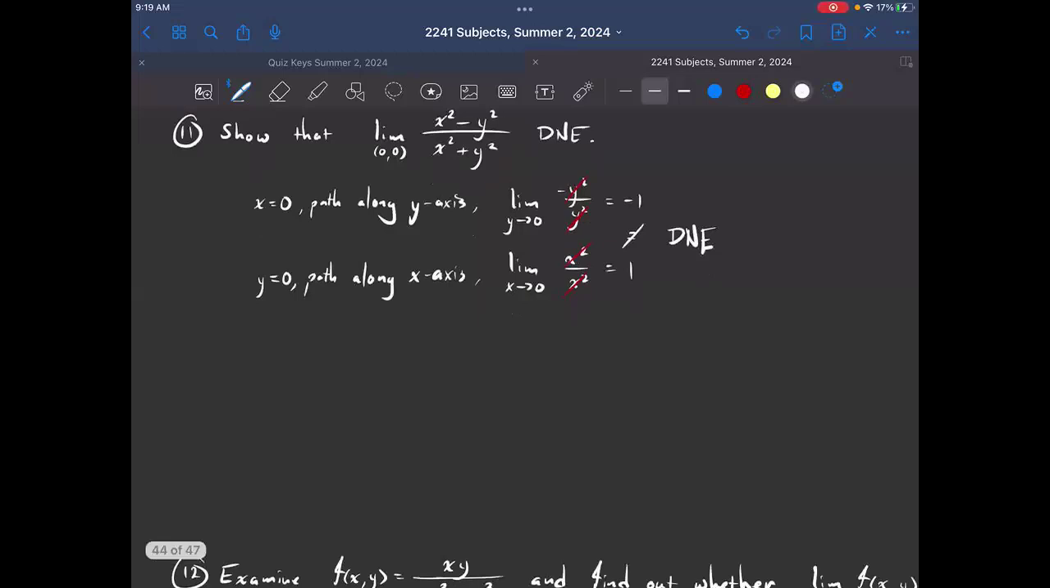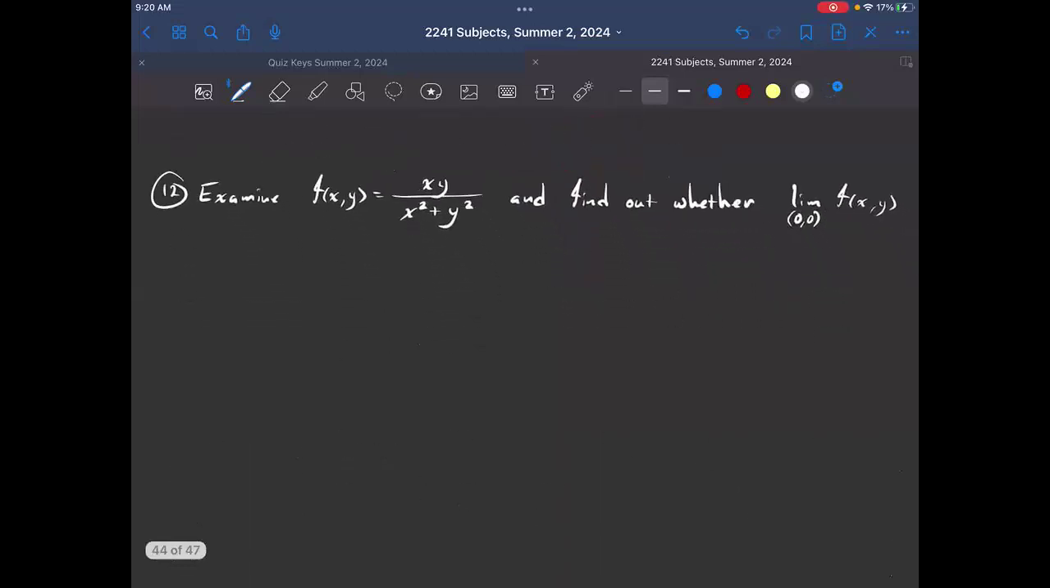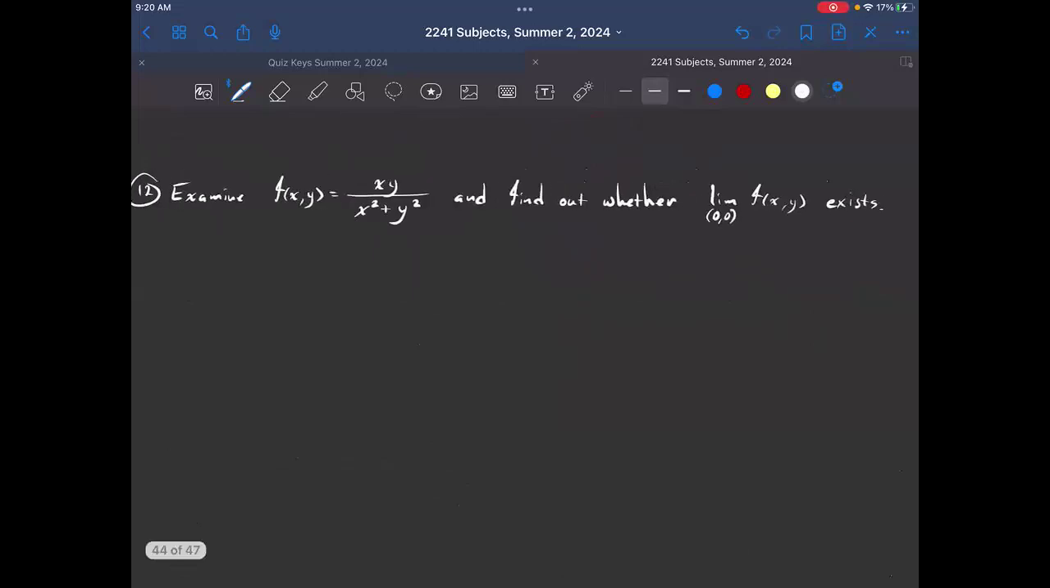Okay. Another thing that we could have done is we could have set y equal to x, and then we would get limit as x goes to 0 or y goes to 0, whichever, of x squared minus x squared over 2x squared. And this is 0. So we get another value that's not equal to the other two. So multivariable limits can have a little bit more nuance to them than single variable limits. All right, so let's look at the next one.